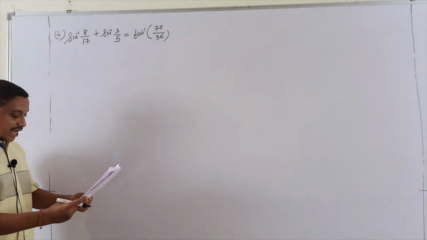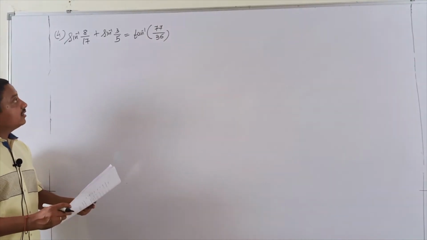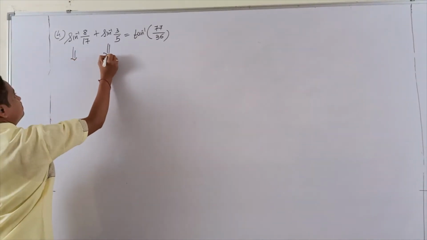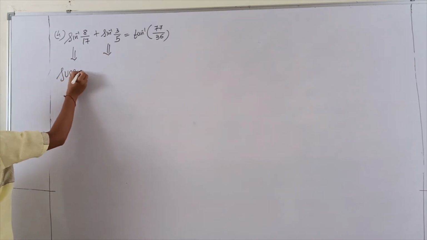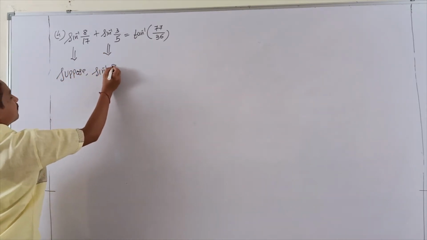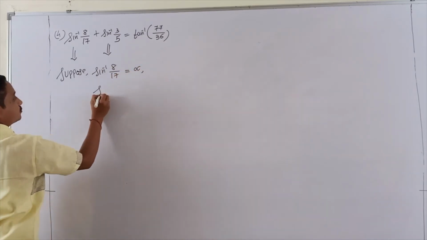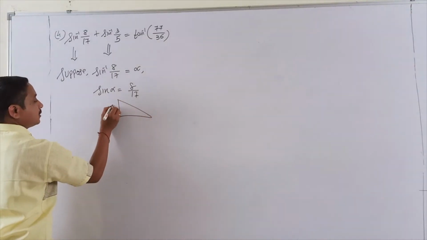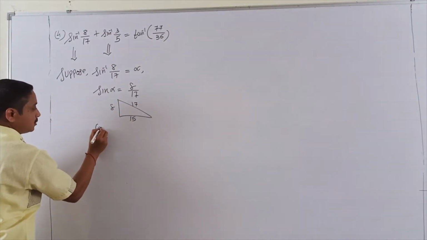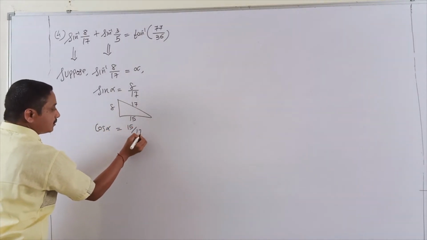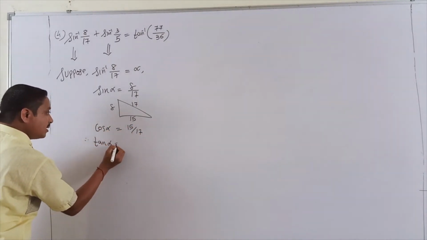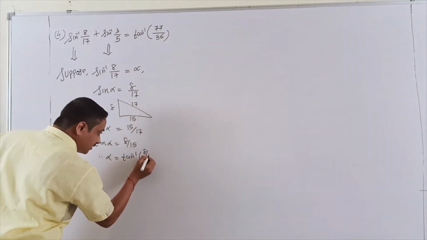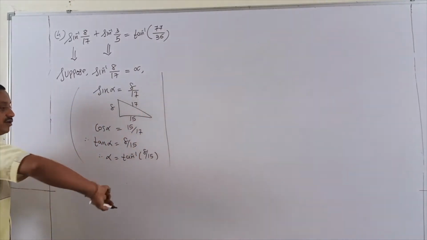Now continue, students. Question number 4. Sin inverse 8 by 17 plus sin inverse 3 by 5 equals tan inverse 77 by 36. So this is also the same, students. Assume, suppose sin inverse 8 by 17 is alpha. What is sin alpha? 8 by 17. Going to the triangle, 8 by 17, sure 15. So cos alpha is 15 by 17. So what is tan alpha? 8 by 15. Alpha reading: tan inverse 8 by 15.